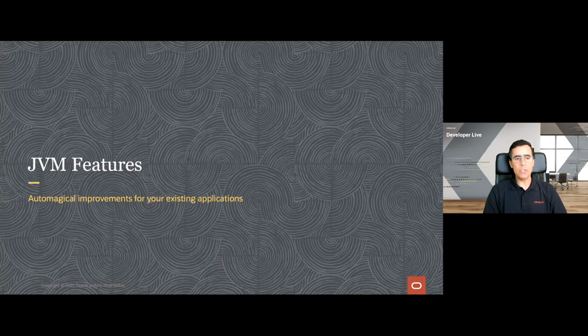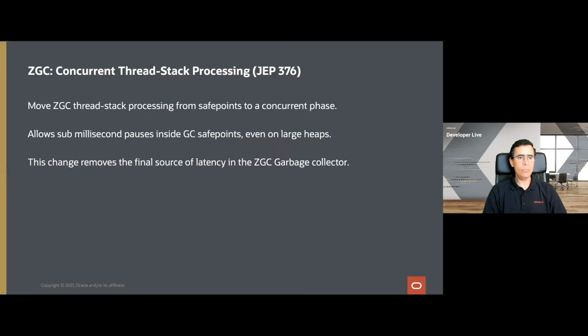JDK 16 brings us two changes to the JVM. For those using the Z garbage collector, which is not the default, but has been available in experimental mode since JDK 11 and in non-experimental mode since JDK 15, JDK 16 delivers an improvement on how garbage collection is processed. In order to truly parallelize the garbage collection phase, the thread stack processing has been moved from safepoint to the concurrent phase.